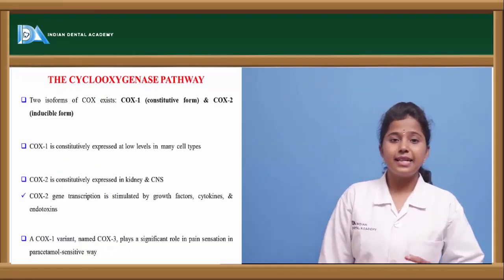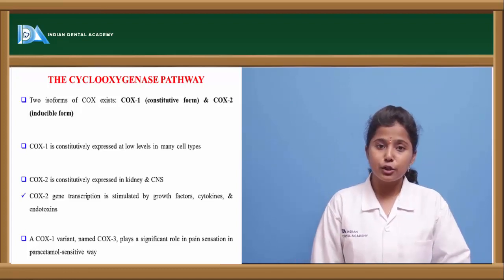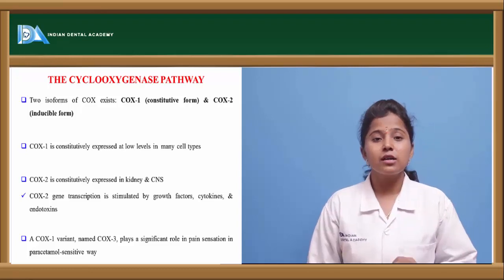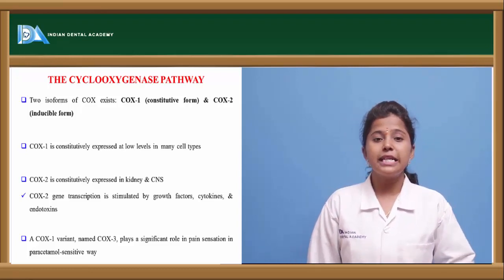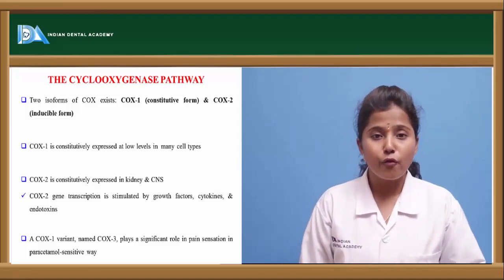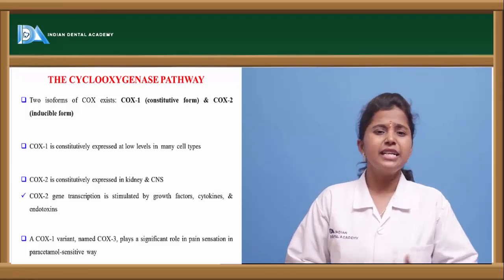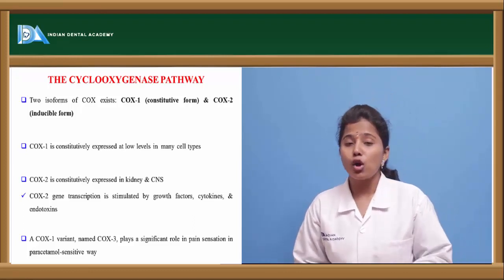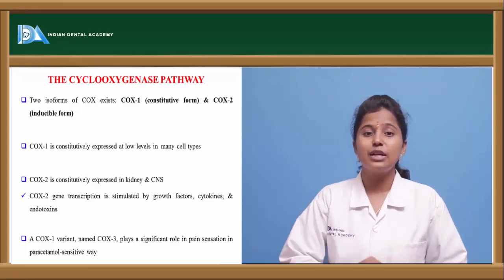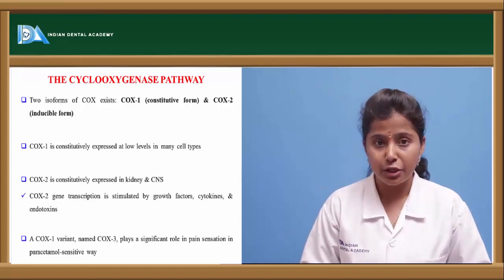First, let us see in detail the cyclooxygenase pathway. The cyclooxygenase enzyme is present in two forms, as I told you, COX-1 as well as COX-2. COX-1 is a constitutive form and COX-2 is an inducible form. In the sense, COX-1 is present in the body at all times, whereas the COX-2 enzyme is present at the site of action, or it is released locally when there is any injury or inflammation in the body.